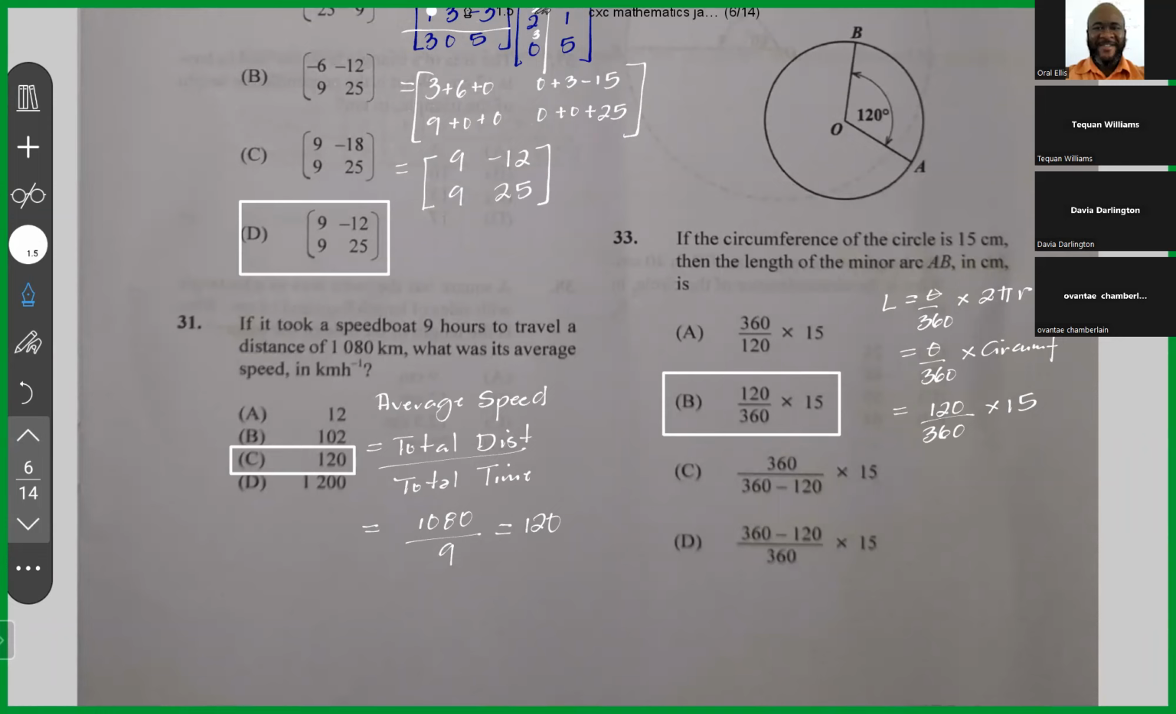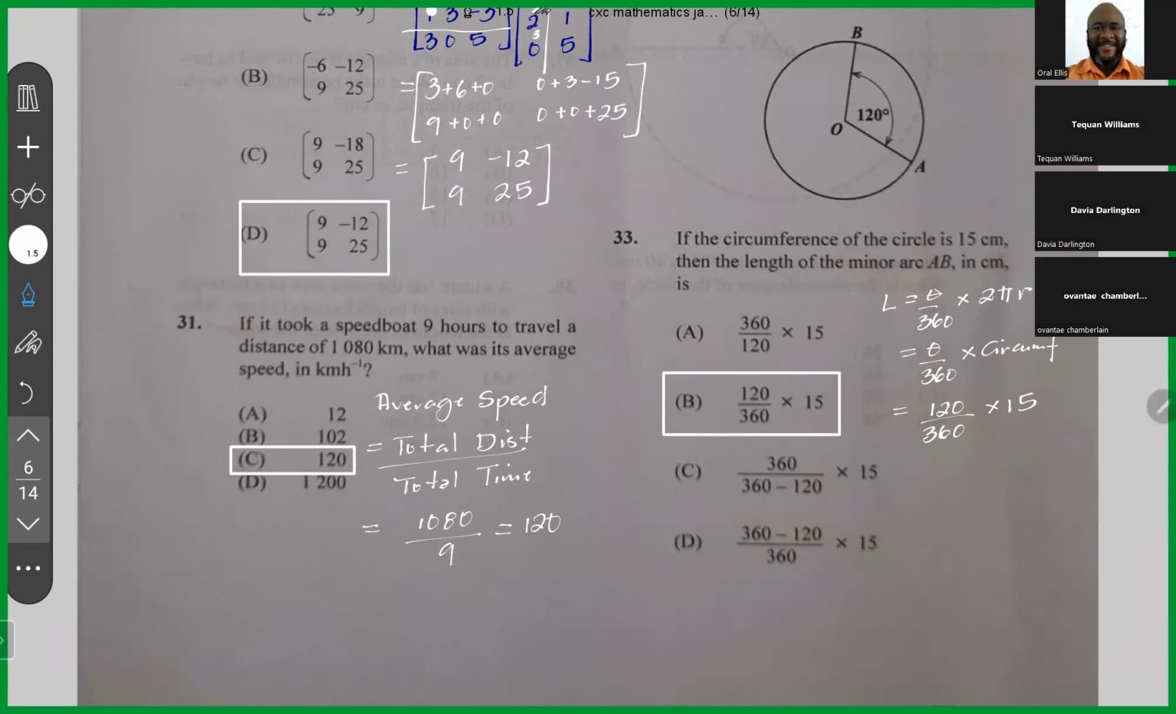The answer is 120. Now, 33 says if the circumference of a circle is 15, then the length of the minor arc AB in centimeters is, now, the formula for the length of the arc is L is equal to theta over 360 times what? Is theta over 360 times 2 pi r. But 2 pi r calculates the circumference. So L is actually equal to theta over 360 multiplied by the circumference.